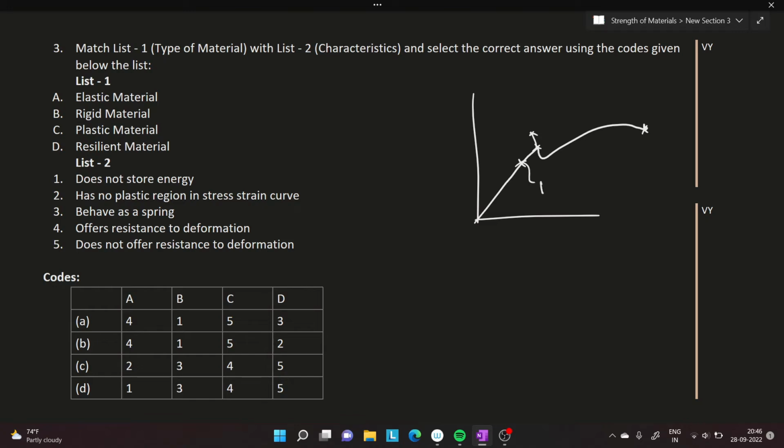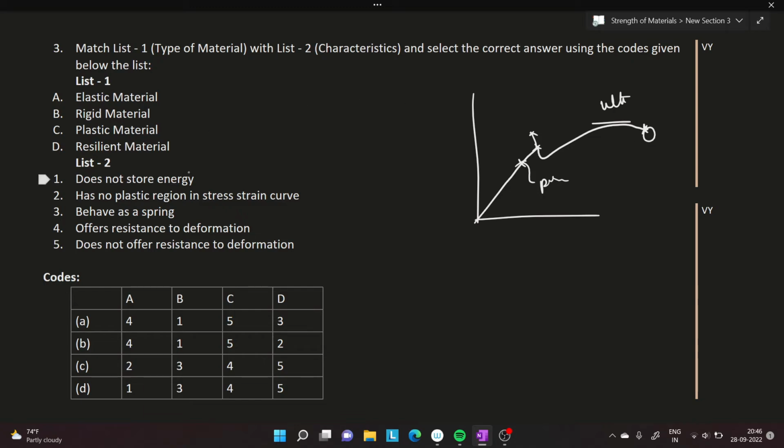This is going to be the point of proportionality. Until this point the stress will be directly proportional to strain. After this, not much. And after this we are going to have the plastic region, meaning that after this, the material will have some permanent deformation. At the topmost point we are going to have the ultimate stress. This particular point is the point of failure. Right, so with this knowledge we are going to look into the options.